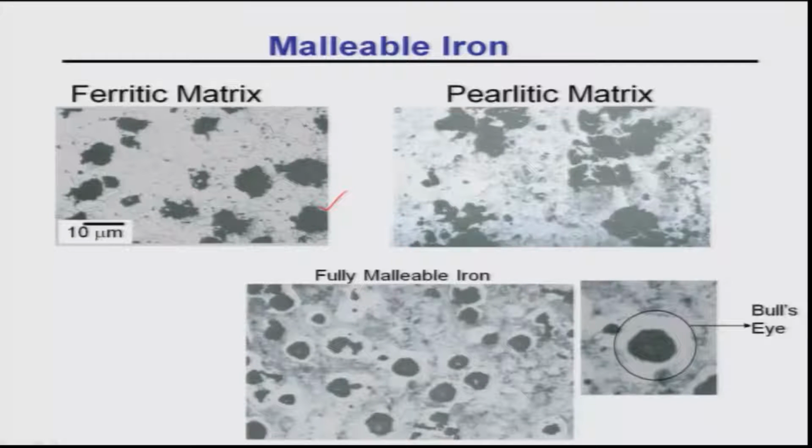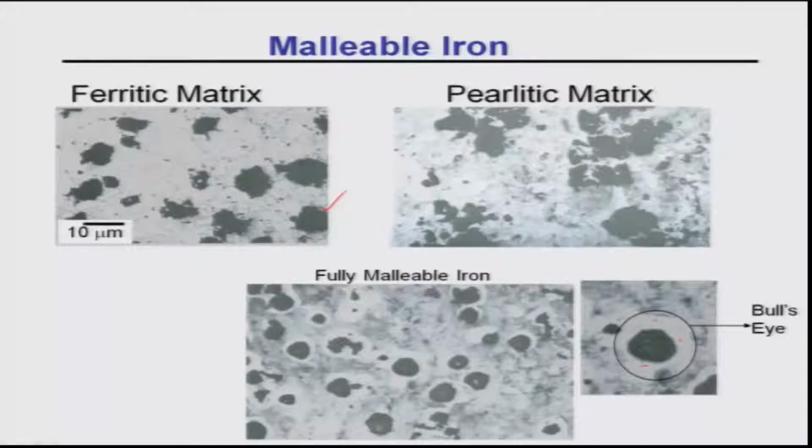Now, in fully malleable iron also you can have a bullseye structure. So, that means the bullseye structure is not peculiar to nodular iron. It can also be formed in malleable iron. You see here this is the bullseye surrounding this graphite. But this graphite here is not a nodule; it is basically called tempered graphite, and it forms in the solid state, unlike in nodular iron.